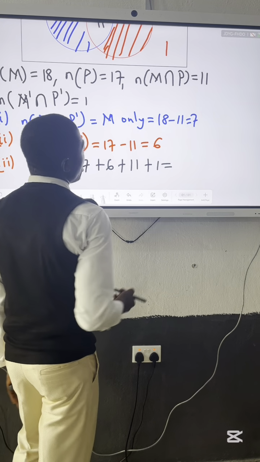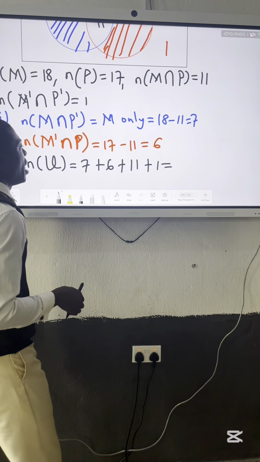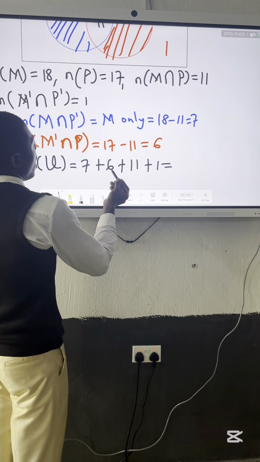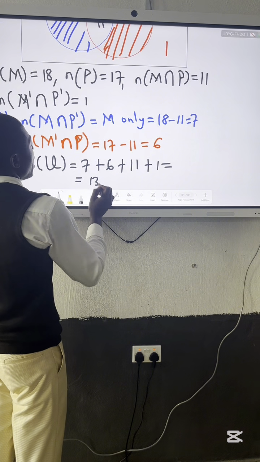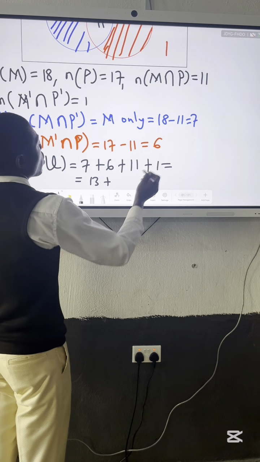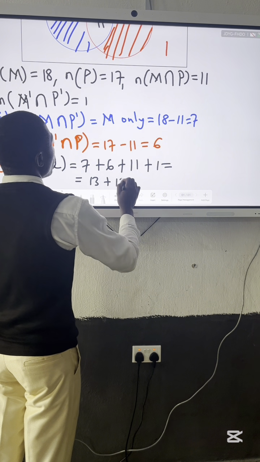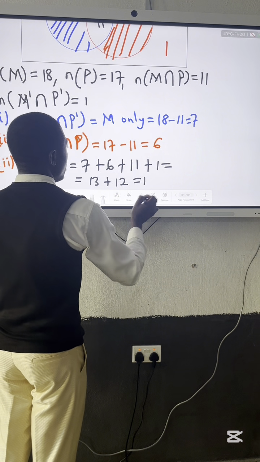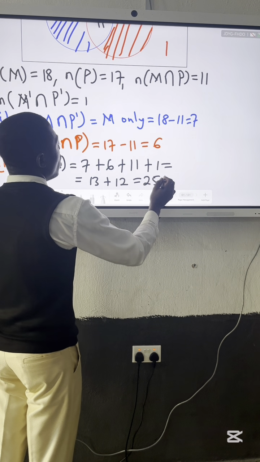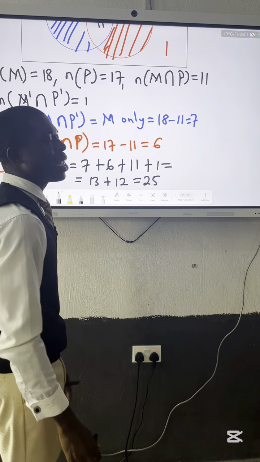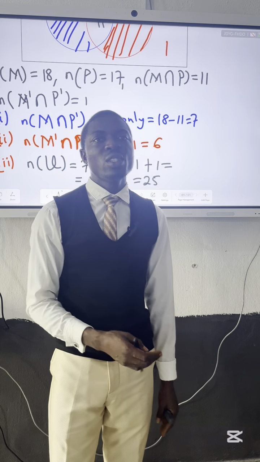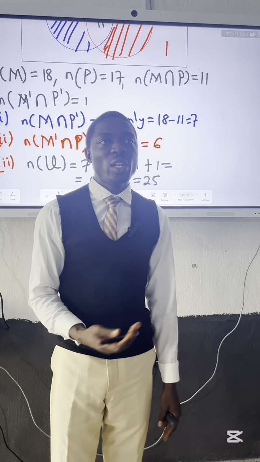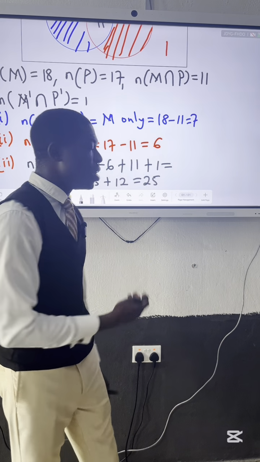Okay, so if you add this up to give you the total number of students that sat for the examination: 7 plus 6 is going to give us 13, plus 11 plus 1 is going to give us 12, and then 13 plus 12 is going to give us what? 13 plus 12 is going to give us 25. So what it means is that the number of students that sat for the examination is actually 25.